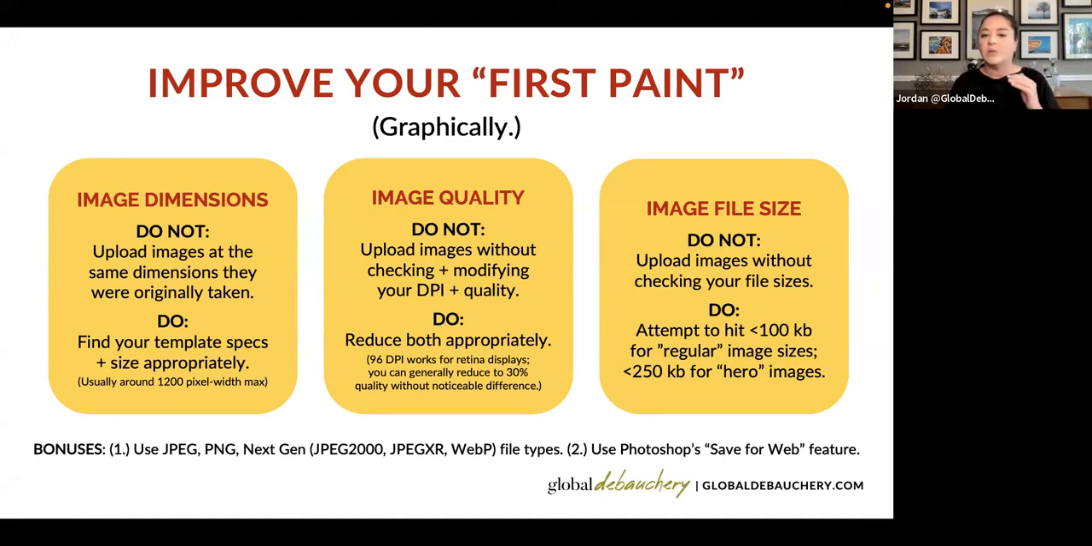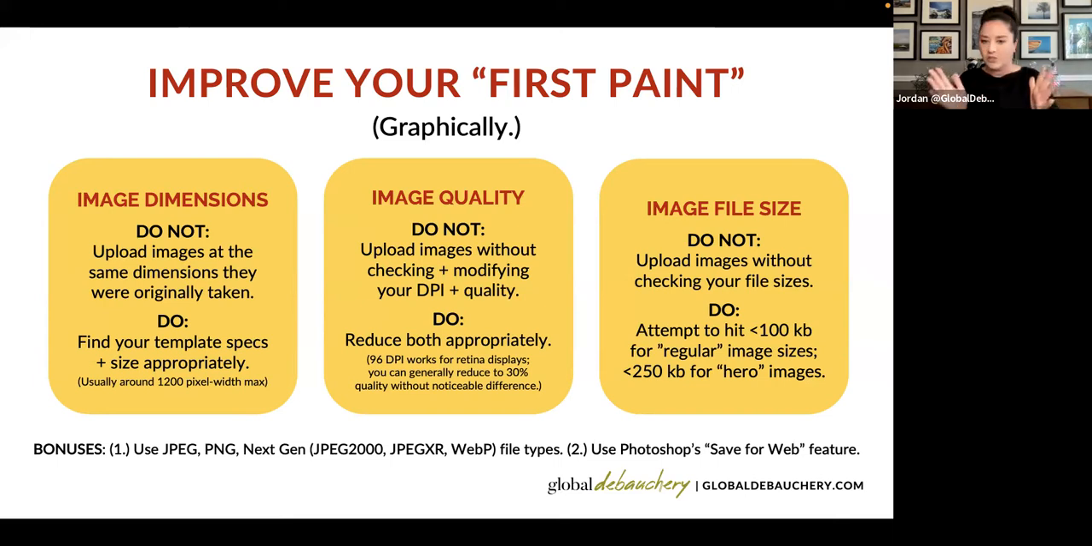What you want to do is reduce your DPI, which is dots per inch. It's how much information is in each little pixel of your image. You're going to reduce both appropriately. We have Retina displays now, so 96 DPI is great for Retina. 72 is standard for anything digital.